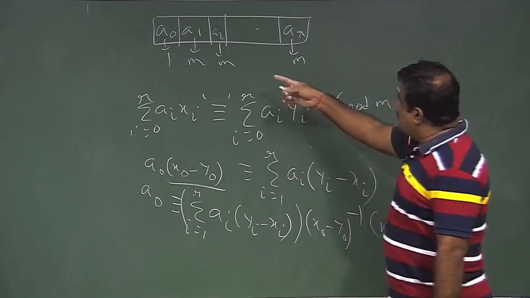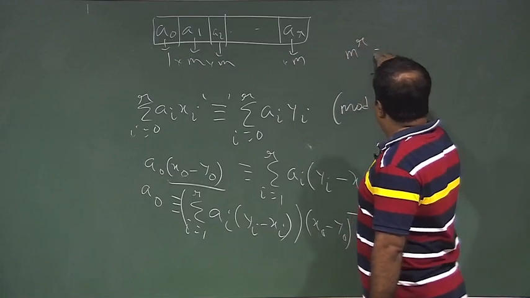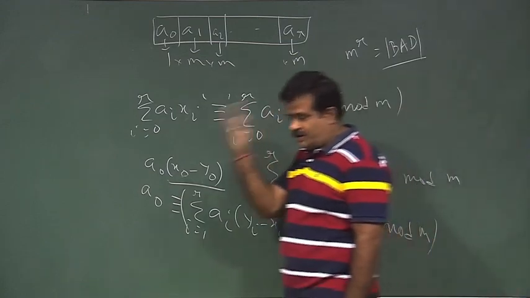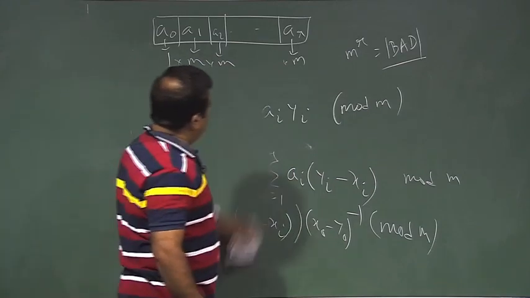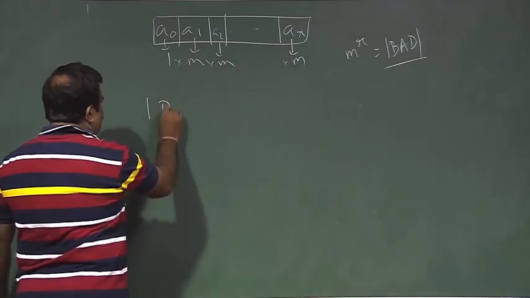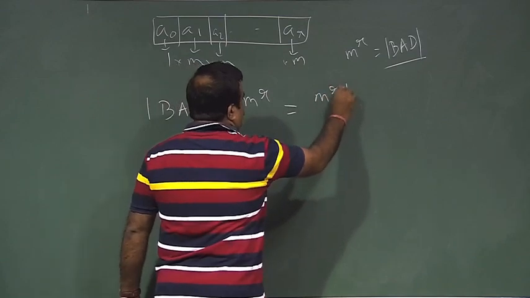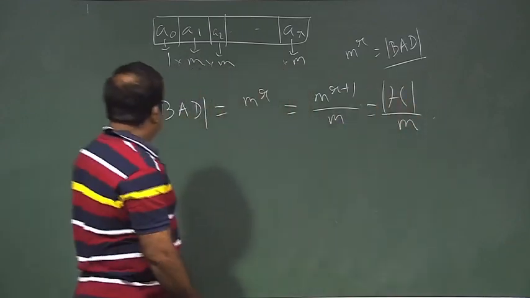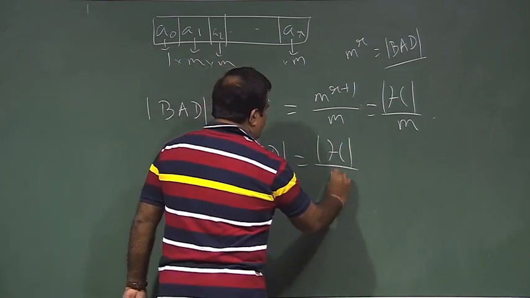So that means the cardinality of the bad portion is basically the multiplication of this. So this is basically m to the power r. So this is the cardinality of the bad set. Bad set means where they are coming to be equal. And m to the power r can be written as m to the power r plus 1 by m, and m to the power r plus 1 is the cardinality of H by m. So the cardinality of the bad set is basically a 1 by m fraction of the total.